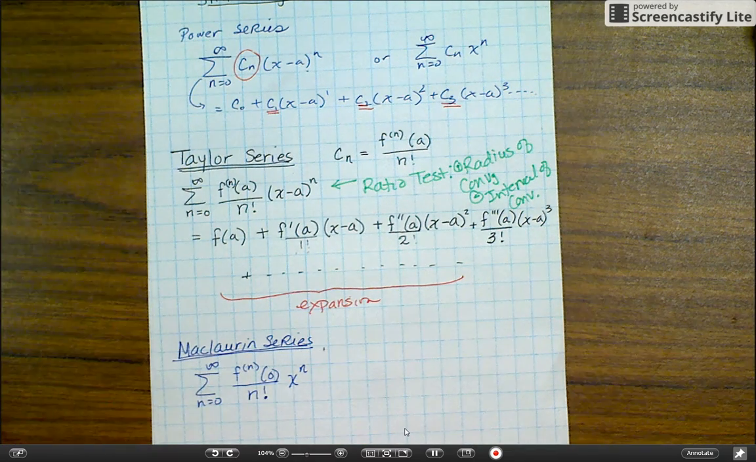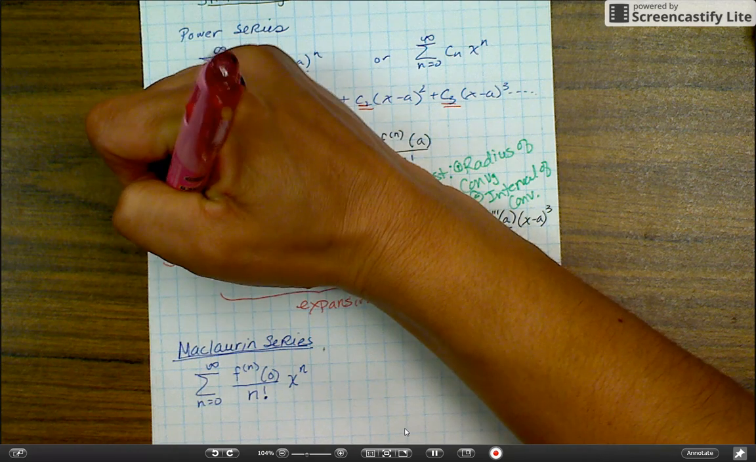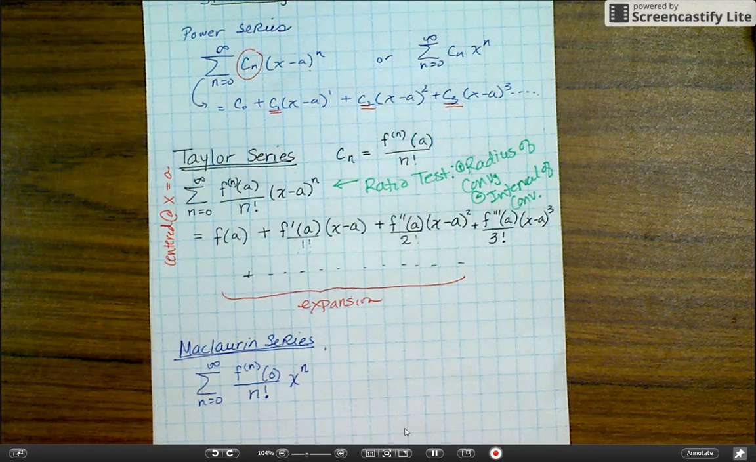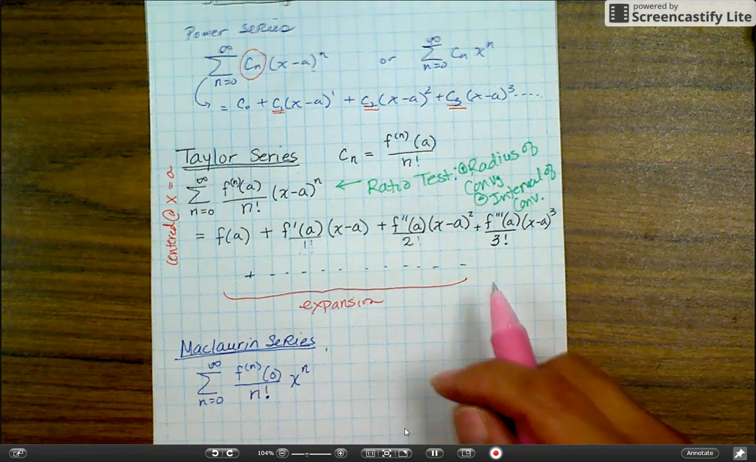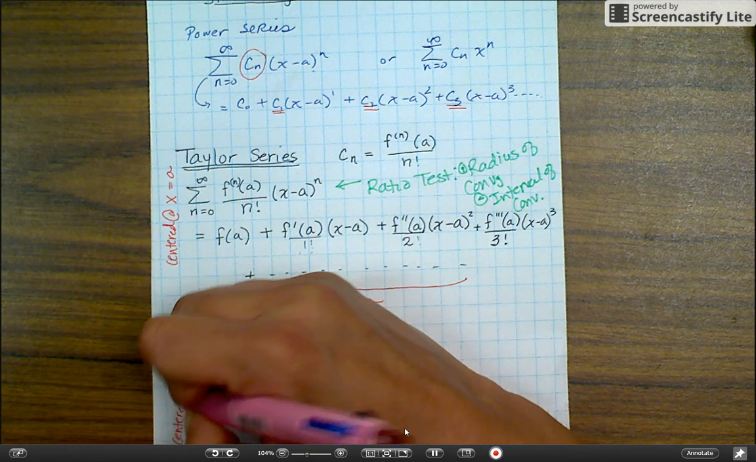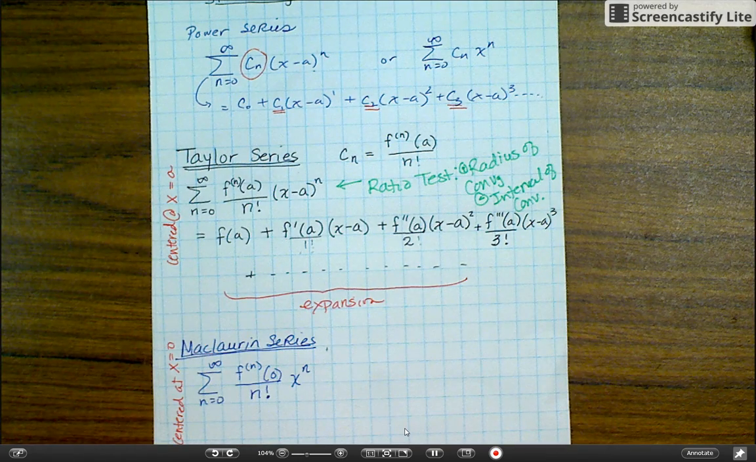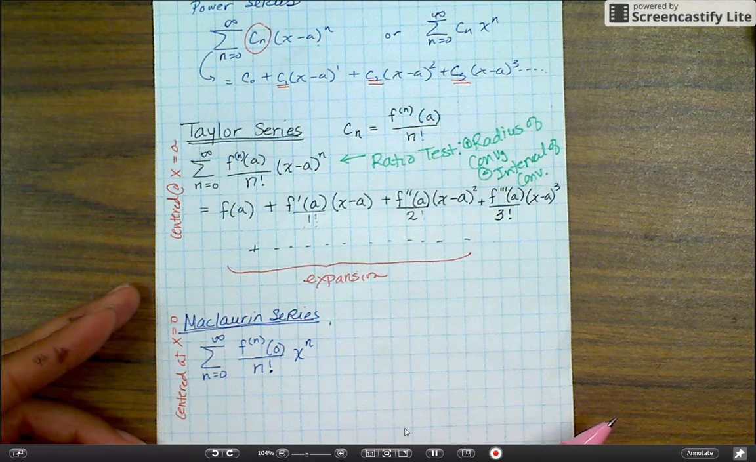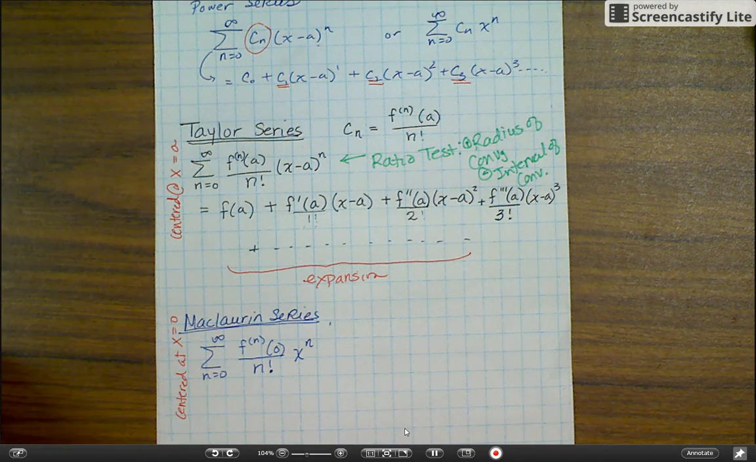So what is the difference? Taylor series is centered at x equal to a, or about x equal to a, everything that we've talked about before. And this one is centered at x equal to 0. So the Maclaurin series is exactly the same as the Taylor series. I could call this a Taylor series centered at x equal to 0. That's what it is.